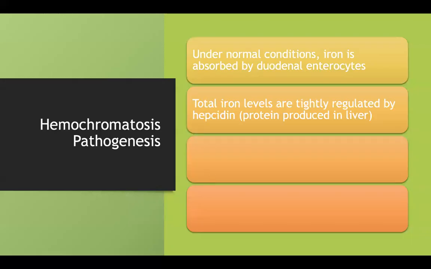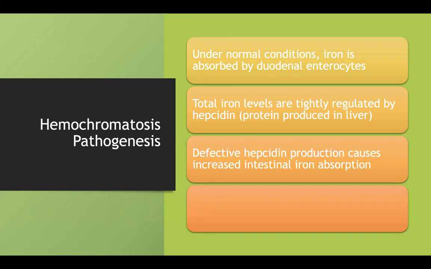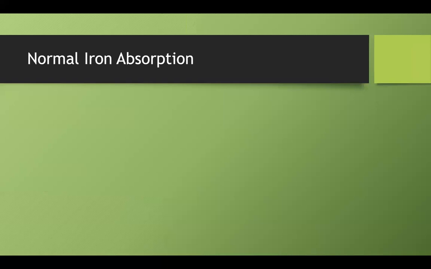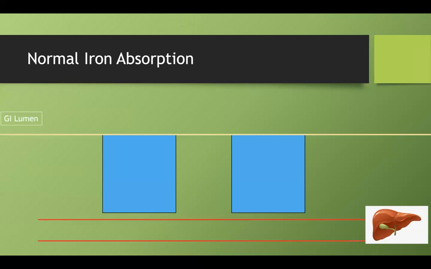Our total iron levels are tightly regulated by a protein called hepcidin. If you ever have defective hepcidin production, you're going to get increased intestinal iron absorption into the bloodstream. The problem with the excess iron is that it can undergo something called the Fenton reaction, which will cause free radical damage to many, many organs. I'm going to start by talking about the exact same mechanism we discussed in the small intestine regarding normal iron absorption.